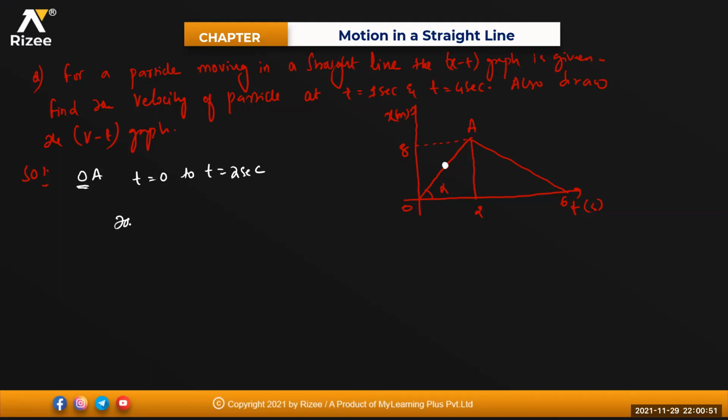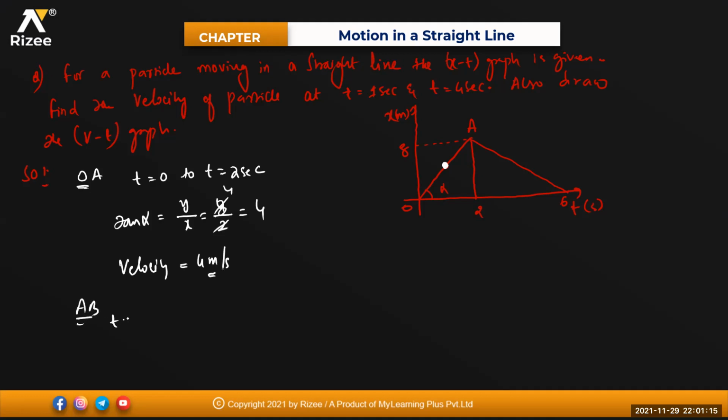So calculate the angle there. Tan alpha will be equal to what? Y by x. Y value is 8, and x value is nothing but 2. So this will become 4. So velocity will become 4 meter per second. Isn't it? Then from A to B, you see.